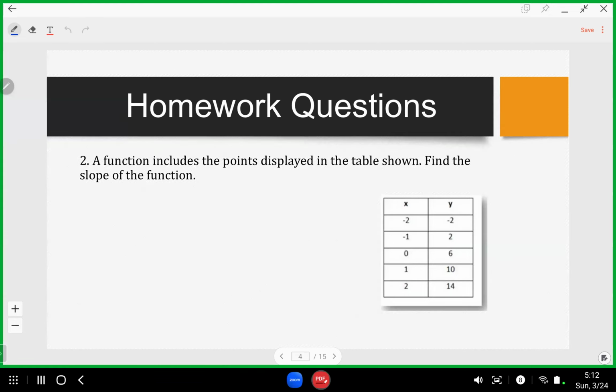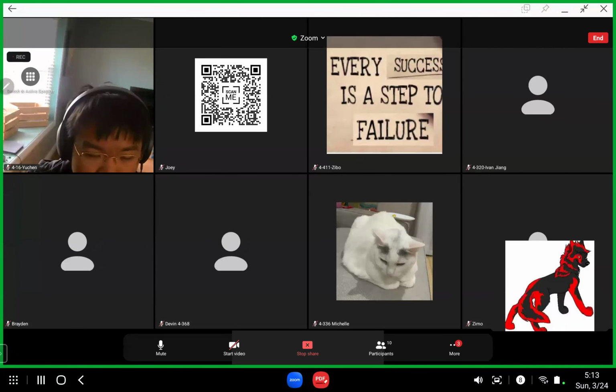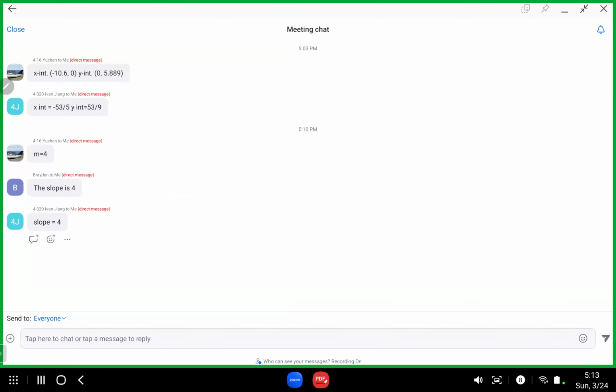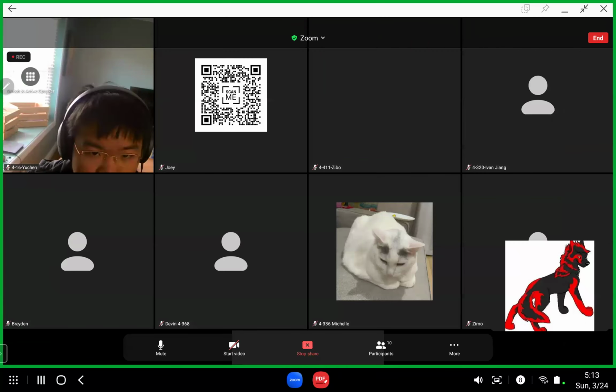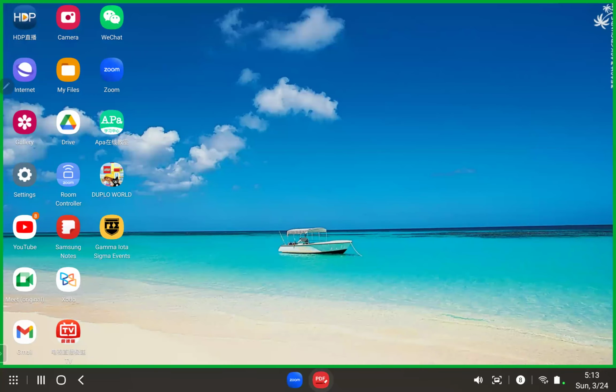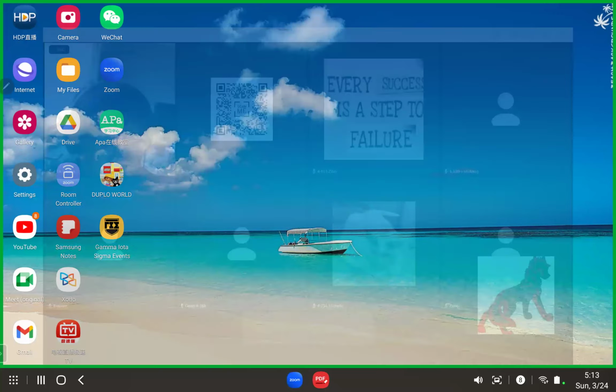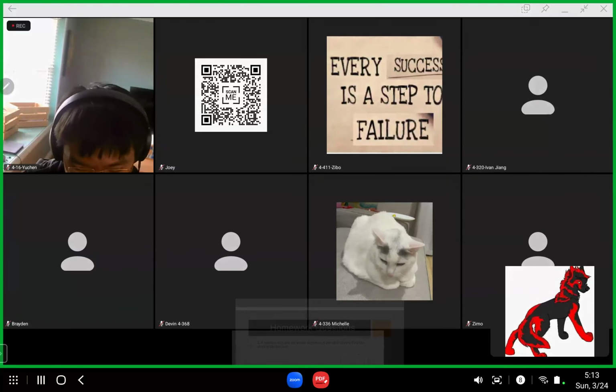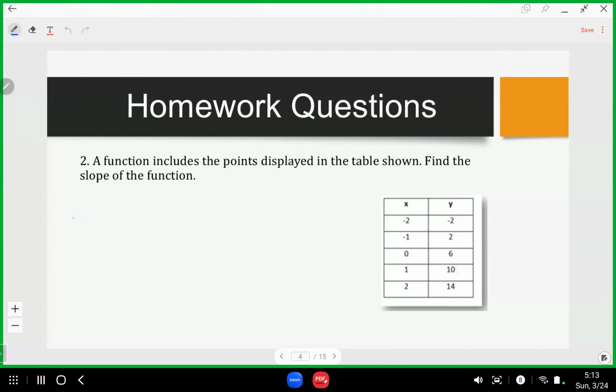Okay, let's go over this one. Okay, so you should have gotten slope is 4. So this one, you need to remember what the definition of a slope is. So slope is equal to m. That's the variable that we use. It is delta y over delta x, meaning it is the change in y over the change in x.